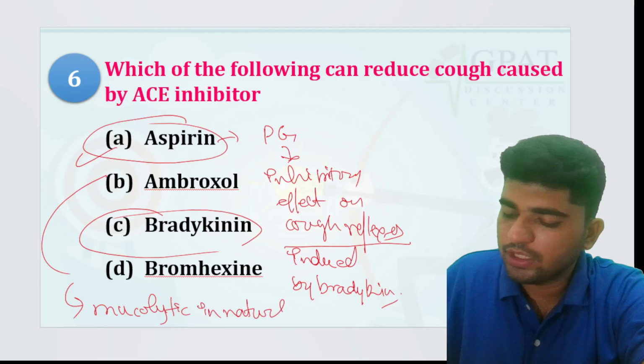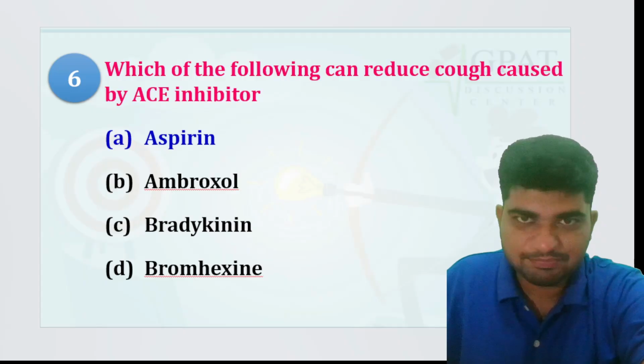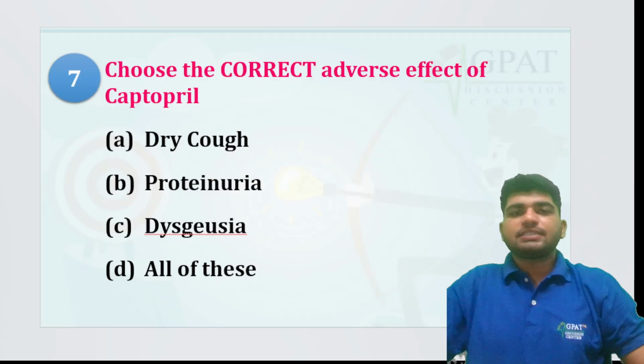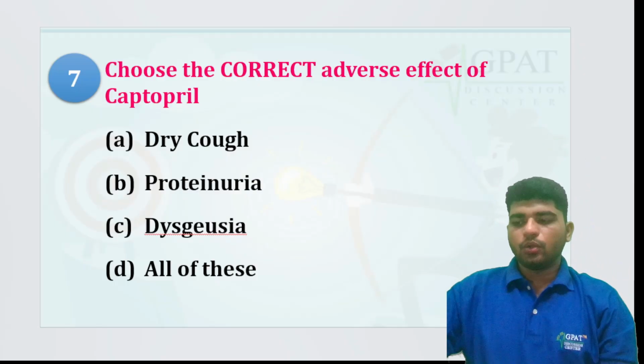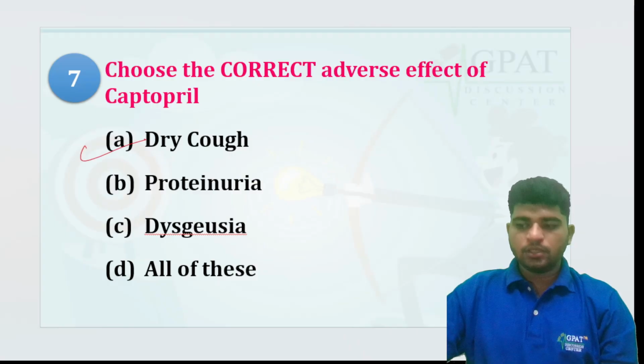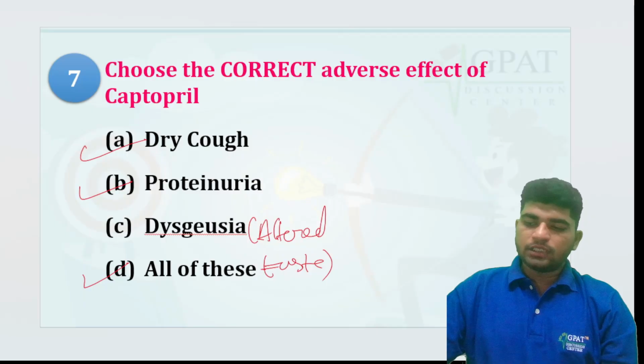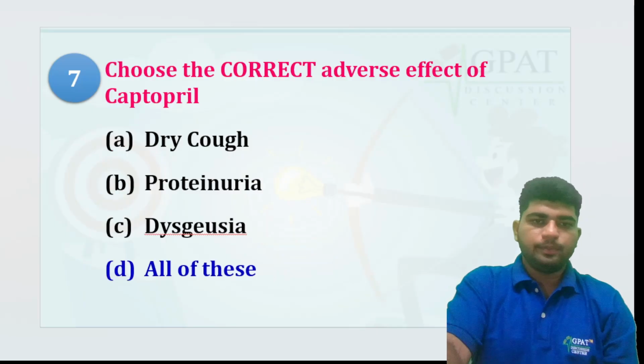Okay, so the answer must be aspirin. Now, choose the correct adverse effect of captopril. Captopril is itself an ACE enzyme inhibitor. So dry cough, yes. Proteinuria, yes. Dysgeusia, what does dysgeusia mean? It means altered taste. Yes, so you will have all of these. These all are adverse effects of captopril.